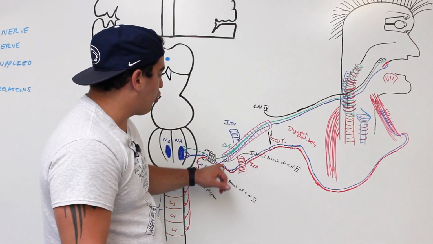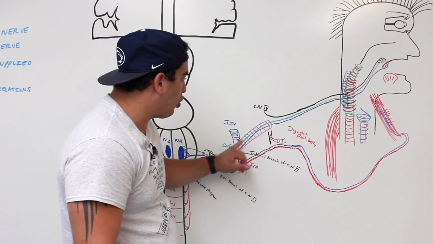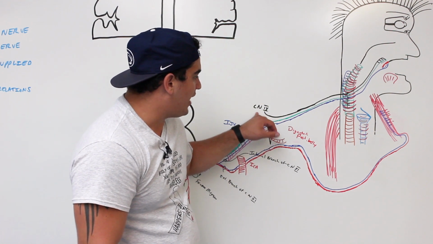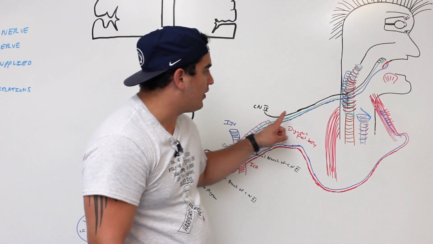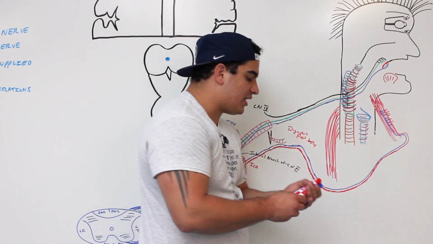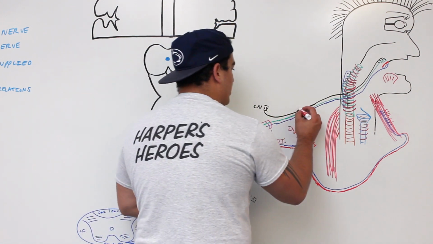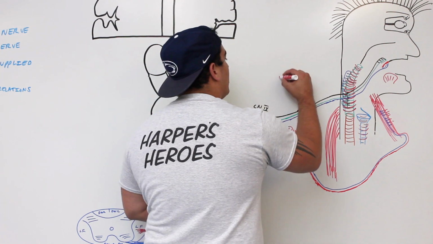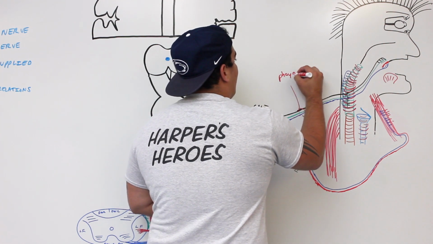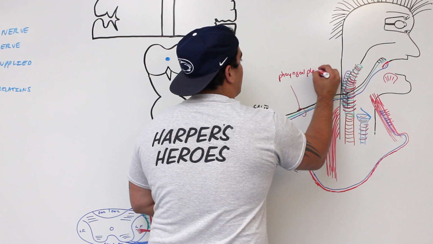Like I said, the internal branch will run with the vagus nerve in the carotid sheath, and it'll also gain a branch from the glossopharyngeal nerve. They will go together as what? What is this big old structure here that I've talked about? What is this structure here of them moving together? This is a part of what's called the pharyngeal plexus.